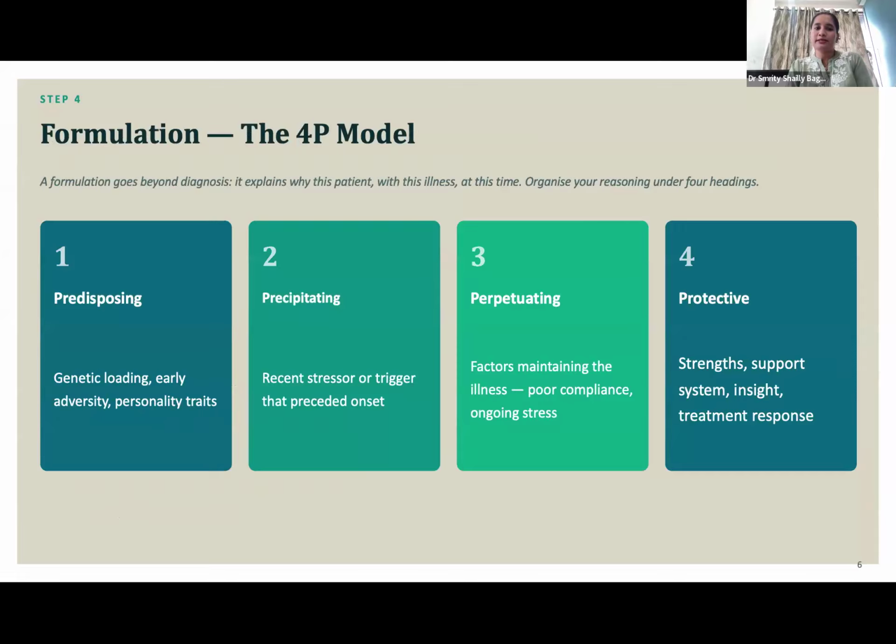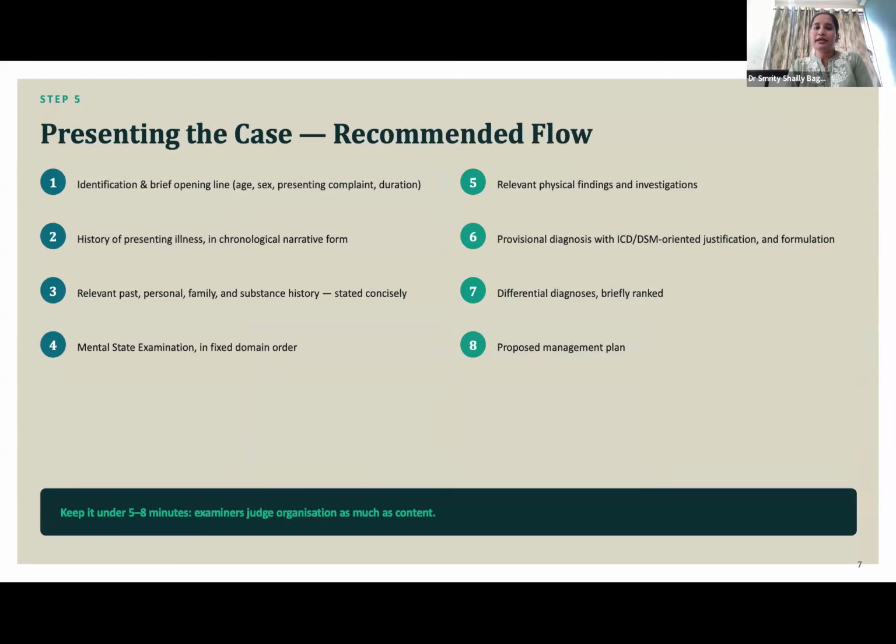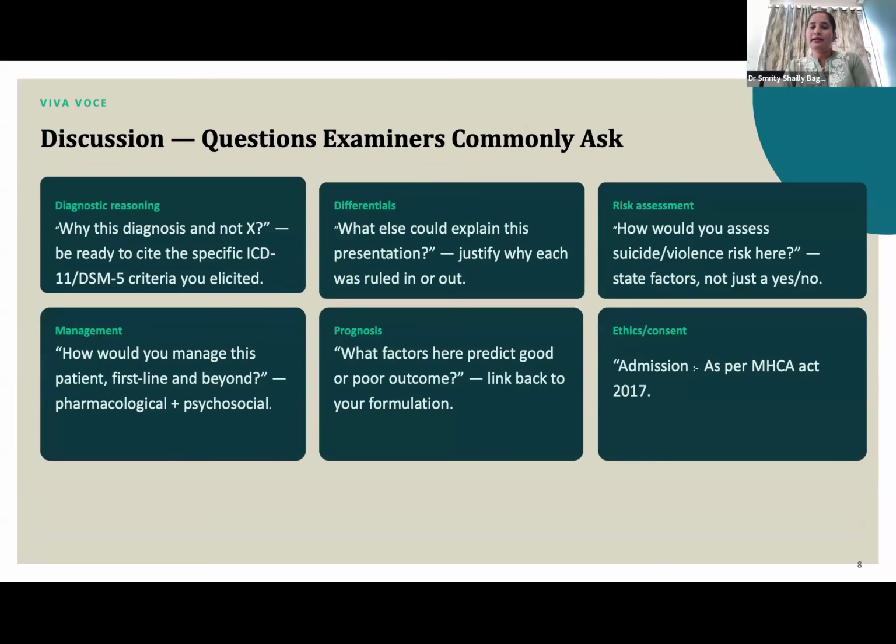Then, while formulating the diagnosis, the 4P model should be covered: the predisposing factors, precipitating factors, perpetuating, and the protective factors. And while you present the case, all the relevant and important details of the history taking are to be covered, the mental status examination should be covered in order and should be very detailed, and also the relevant physical examination, then the provisional diagnosis, the differential diagnosis, and then your proposed management plan. And then comes the discussion portion.